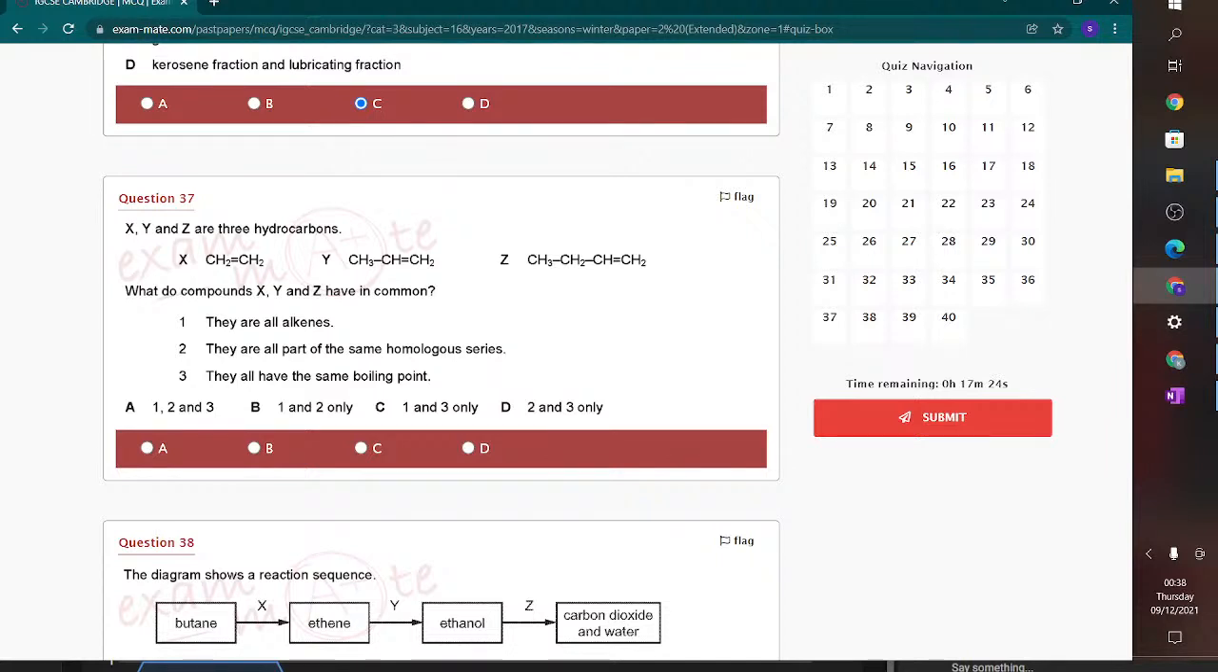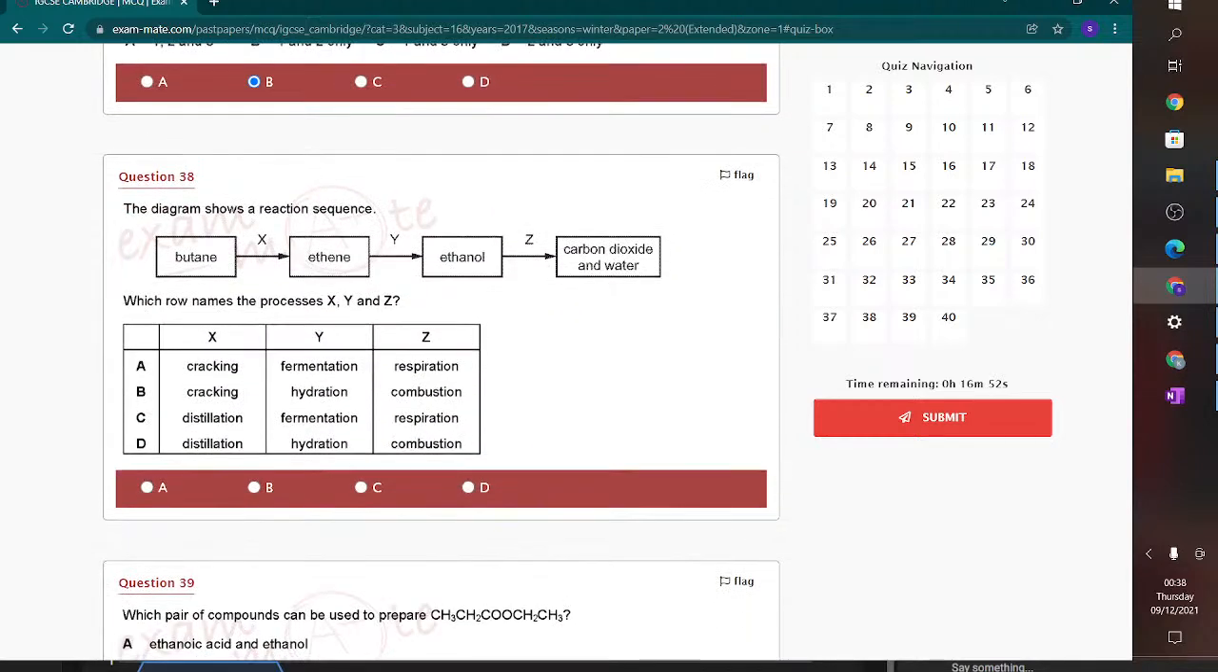X, Y, and Z are three hydrocarbons. What do compounds X, Y, and Z have in common? They are alkenes because they have C double bond C. They are all part of the same homologous series. If they are all alkenes, they have to be part of the same homologous series. They all have the same boiling point. That's not possible. So 1 and 2. As the number of carbon atoms increases, the boiling point increases.